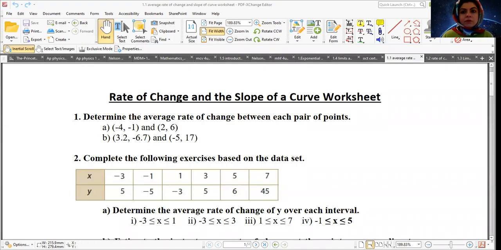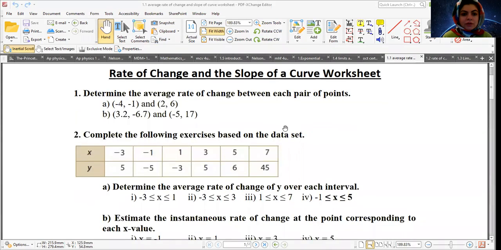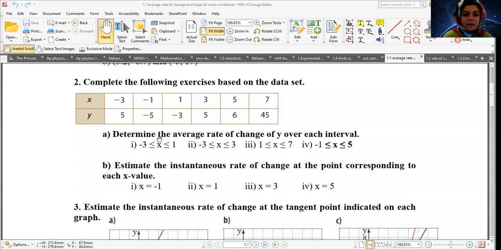Okay, now we want to do some of the examples for 1.1 rate of change and slope of a curve worksheet. So the first question is easy. You just find the slope between the 2 points, which will be the average rate. Simple for that. Maybe I just do quickly one of that.